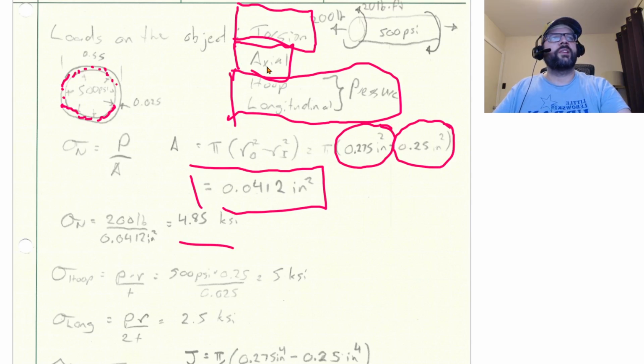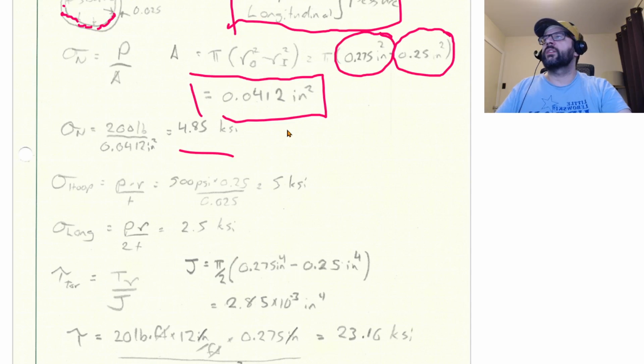Hoop stress is next. So our hoop stress is going to be the internal pressure times the internal radius divided by the thickness. So 500 psi times the 0.25 inches divided by the 0.025 inches of the thickness. So that gives us 5 ksi. Longitudinal stress is always just half of your hoop stress, so 2.5 ksi.